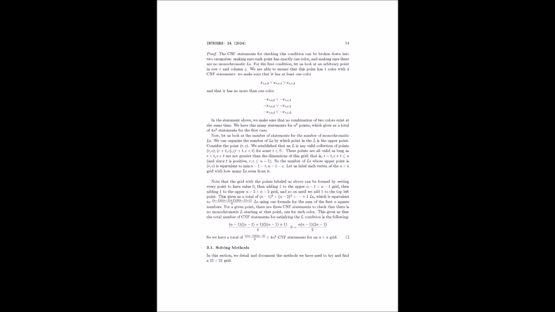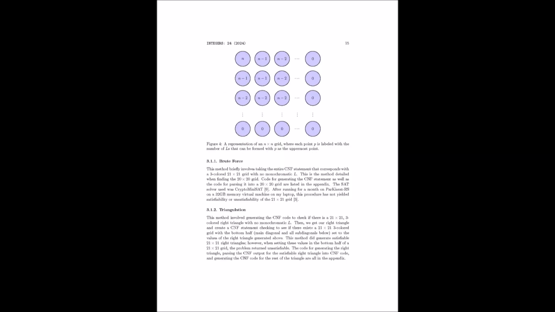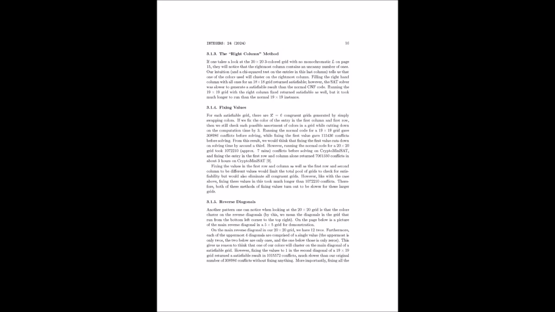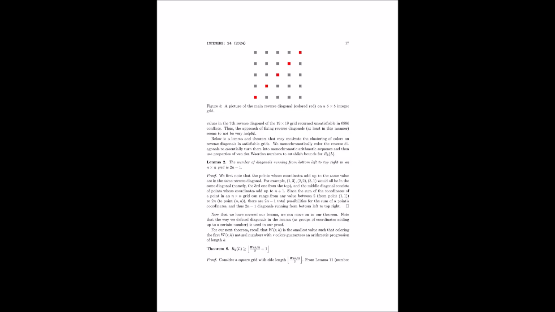It's a clever process of encoding the rules of the problem into the language of propositional logic. Essentially, we represent each point on the grid as a set of Boolean variables, each variable corresponding to a specific color. So for example, if we have a 10 by 10 grid and 3 colors, each point on the grid would be represented by 3 Boolean variables. That's right. One for red, one for blue, and one for green.